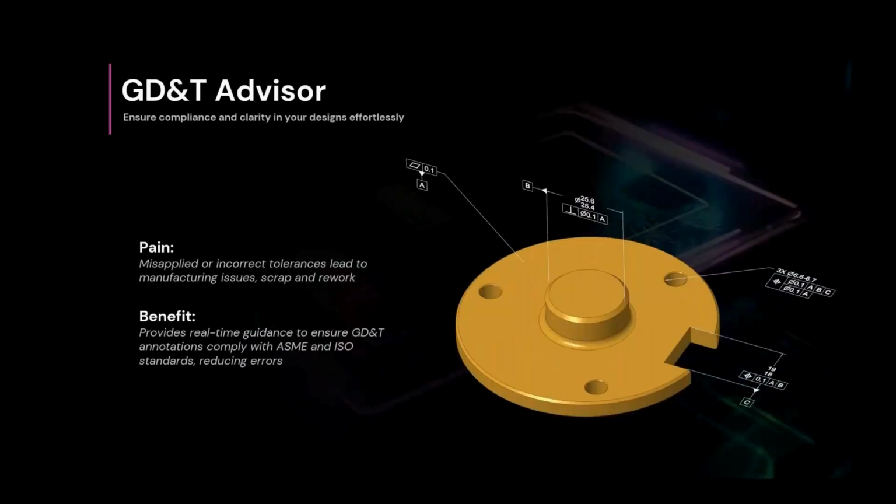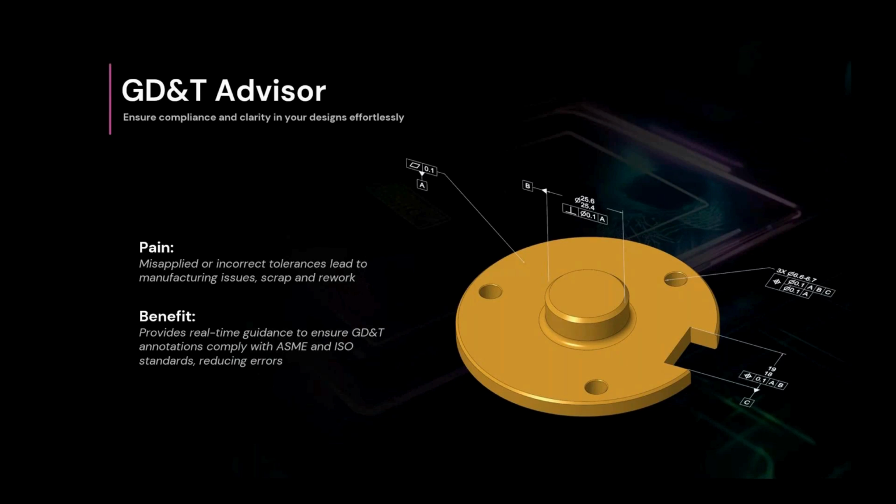If we have a look at then the next extension I picked out, which is GD&T Advisor. Applying GD&T can be quite a complex and error-prone process, especially when you're trying to ensure that you're working within compliance and the different standards, ASME and ISO standards. So GD&T Advisor simplifies that process by offering real-time and context-sensitive guidance within Creo for applying these sorts of annotations.